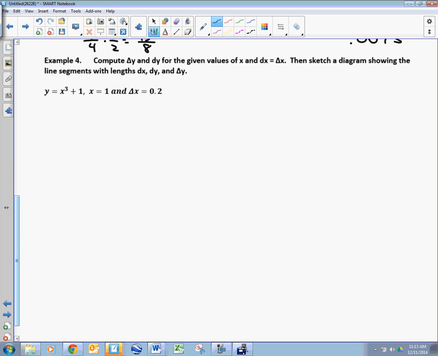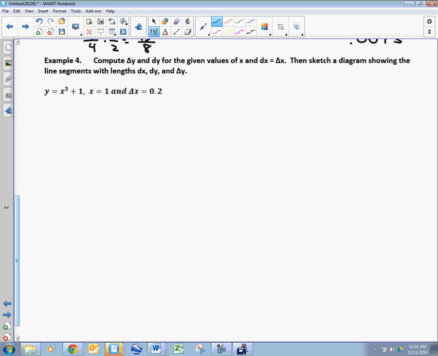Example 4 says compute delta y and dy for the given values of x, and sketch a diagram showing the line segments with lengths dx, dy, and delta y. I'm going to start by sketching the graph. This is so that you understand what it is that you're doing, okay? When I was in mathematics, I wanted to see it visually. We thank Descartes and other people for putting mathematics on the coordinate plane so we understand what's going on.